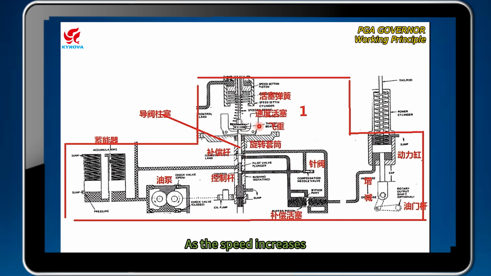As the speed increases, the centrifugal force of the flyweight increases. Then the force of the compensation rod becomes equal to the speed setting spring. When the pressure is equal, the pilot valve will move upward again, and it closes the oil inlet passage. The engine will stabilize at the new setting speed.